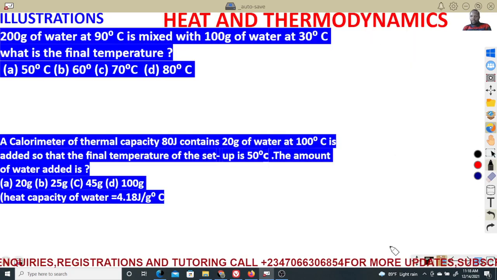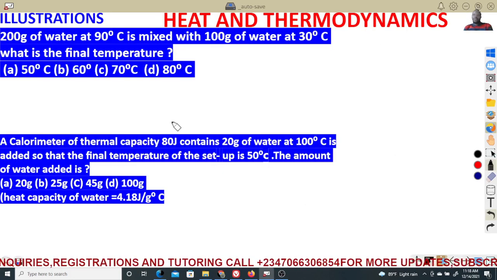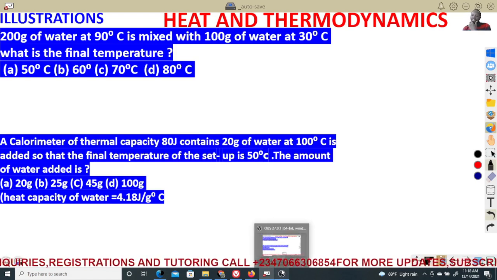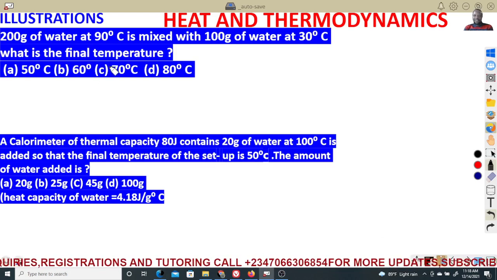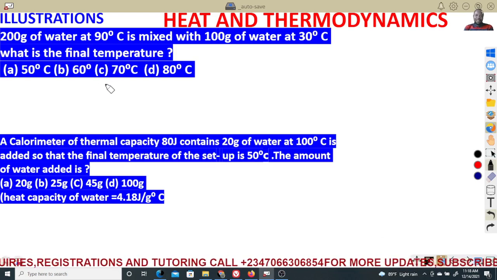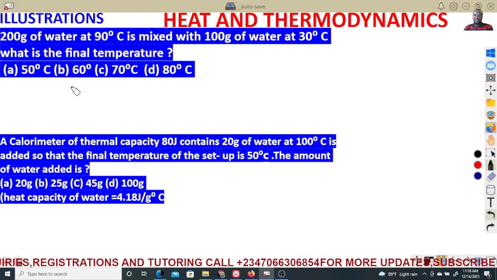So let's quickly do the illustration slide. My dear students, on the illustration slide I will only give you the light on how to solve the question. Your job is to solve the question and send the answer in the comment box, and that is how I know if you're actually following the class. So let's do this, guys.